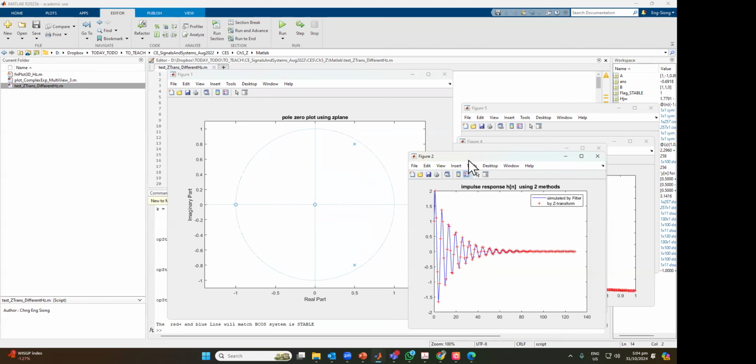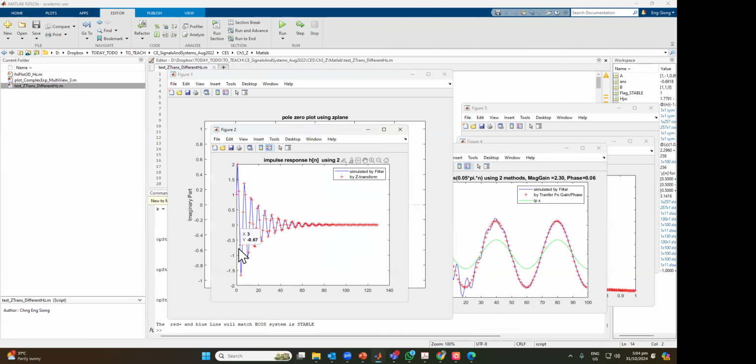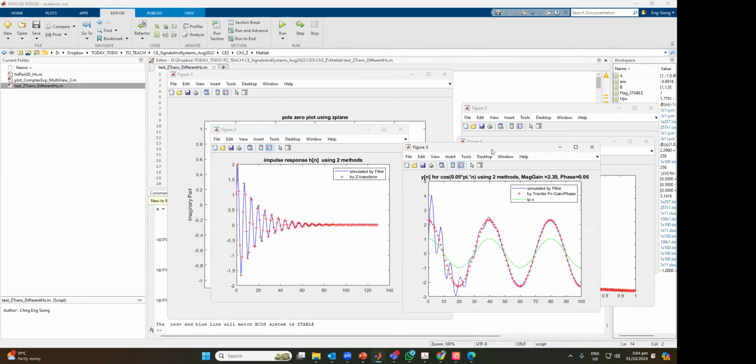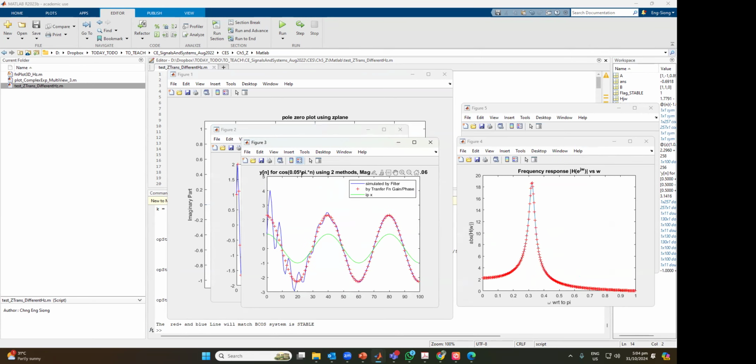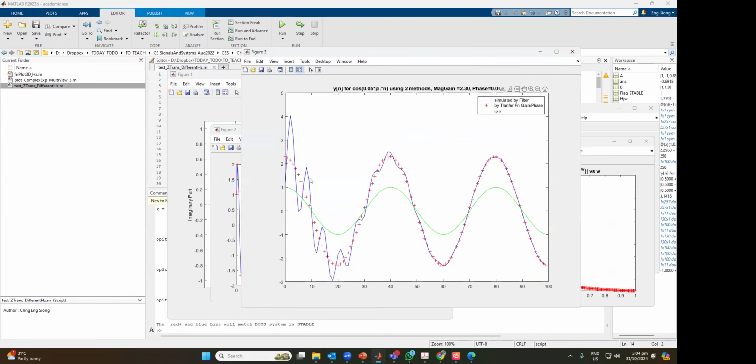Okay. Figure 2. Impulse response. Looks good. I'm sending cosine 0.05 pi. The green is the input. The red crosses are the infinite response, and the blue is the simulated filter b, a.